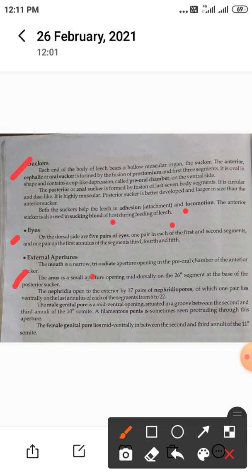The anus is a small aperture opening mid-dorsally on the 26th segment at the base of the posterior sucker. The anus is present at the posterior side, on the 26th segment.